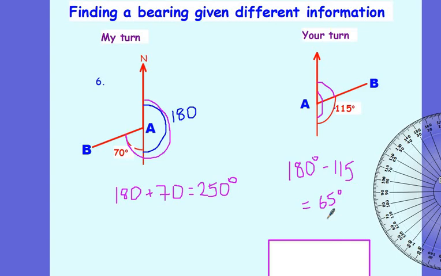Is that a bearing, 65? No, what's wrong with it, Rowan? Needs to be 3 figures, so 0, 6, 5. And that's my bearing. Over to you, Year 9.